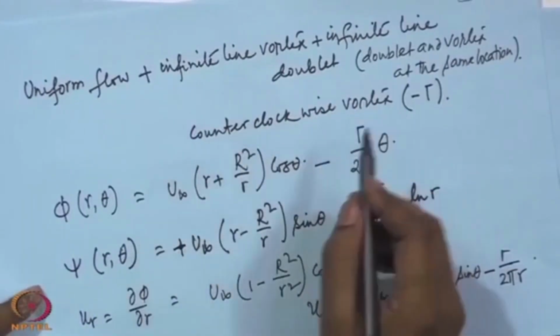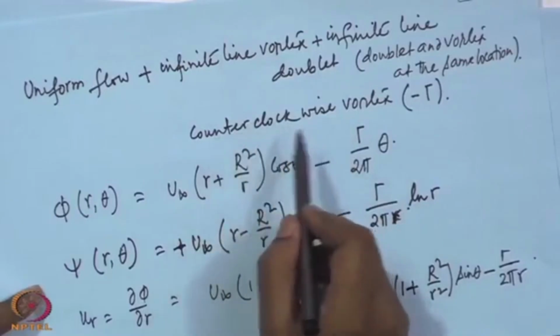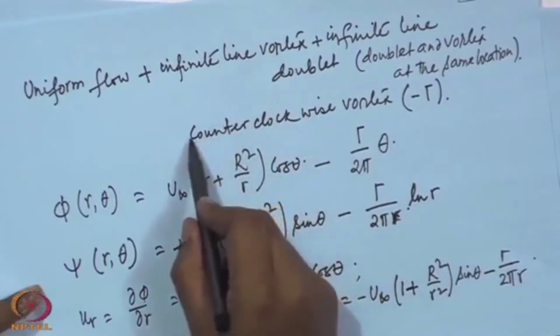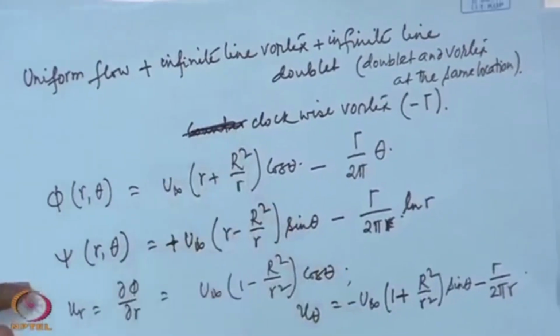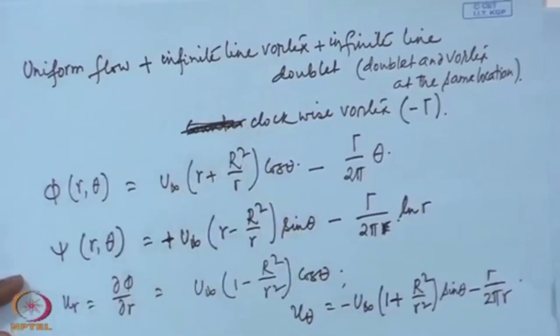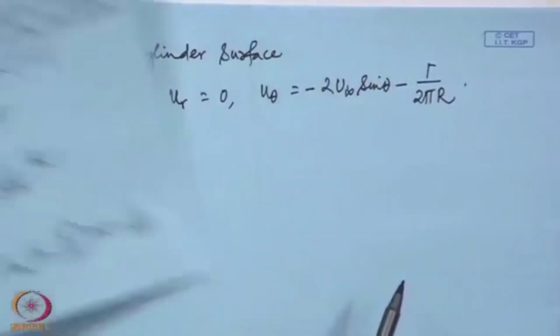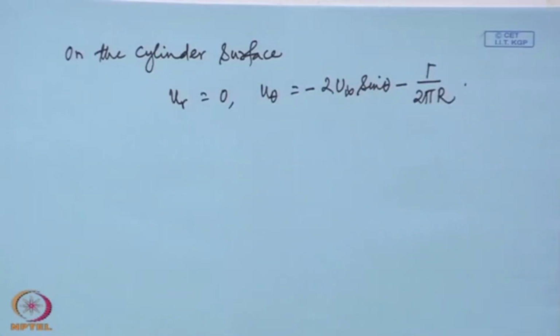Sorry, by mistake I have written counterclockwise; it should have been clockwise. Please make that correction. By mistake I wrote that we are adding a counterclockwise vortex, it should have been a clockwise vortex we are adding. We will later on see why we are adding a clockwise vortex. As far as the mathematics is concerned, if we add a counterclockwise vortex also, nothing will change, only that sign will be plus. But why we are using clockwise, that we will see later on.